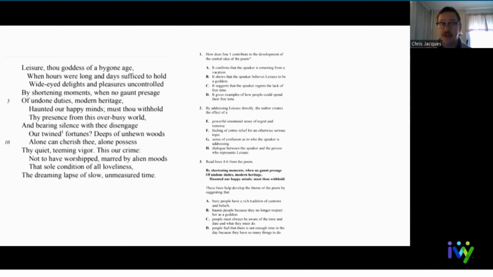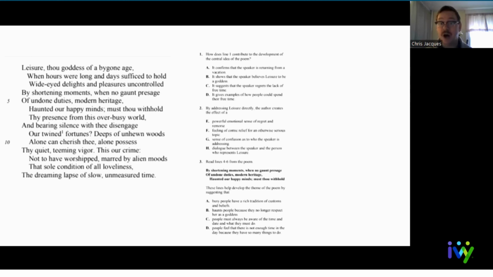We're going to read the first line again. Leisure, thou goddess of a bygone age. Now here, we probably see a couple words that maybe are a little unfamiliar or very unfamiliar. Those words are thou, which just means you in old-timey English, and bygone. Well, bygone, you probably could figure that out. It means gone by. That means it used to be. So, if we're going to say how it contributes to the development of the central idea of the poem, we can say, well, leisure, thou goddess of a bygone age. So, leisure, she's gone.